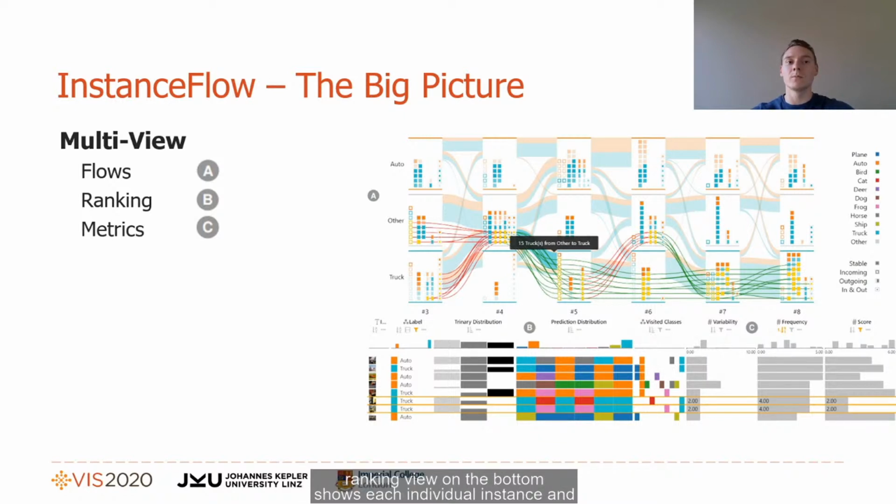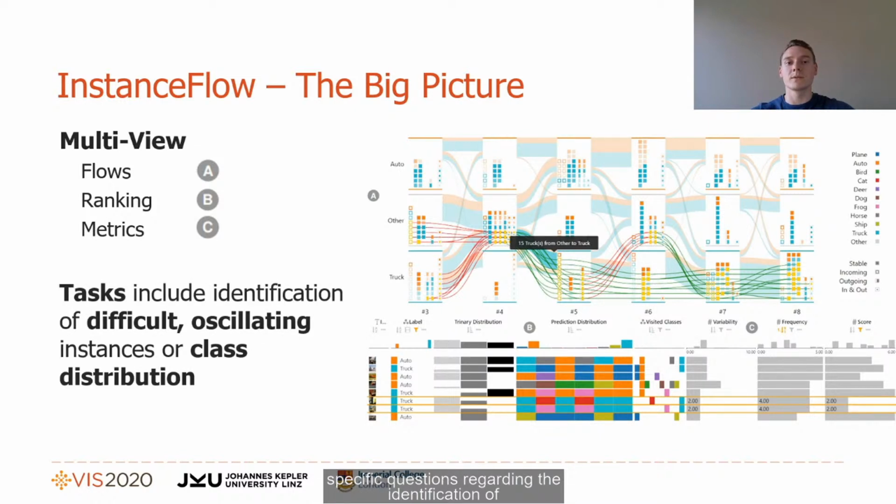The ranking view on the bottom shows each individual instance and allows for a detailed inspection, including 3 metrics we defined for this paper. Instance Flow was built to answer specific questions regarding the identification of difficult or oscillating instances, tracing an instance's classification history, or assessing class distribution and its changes throughout a given epoch range.